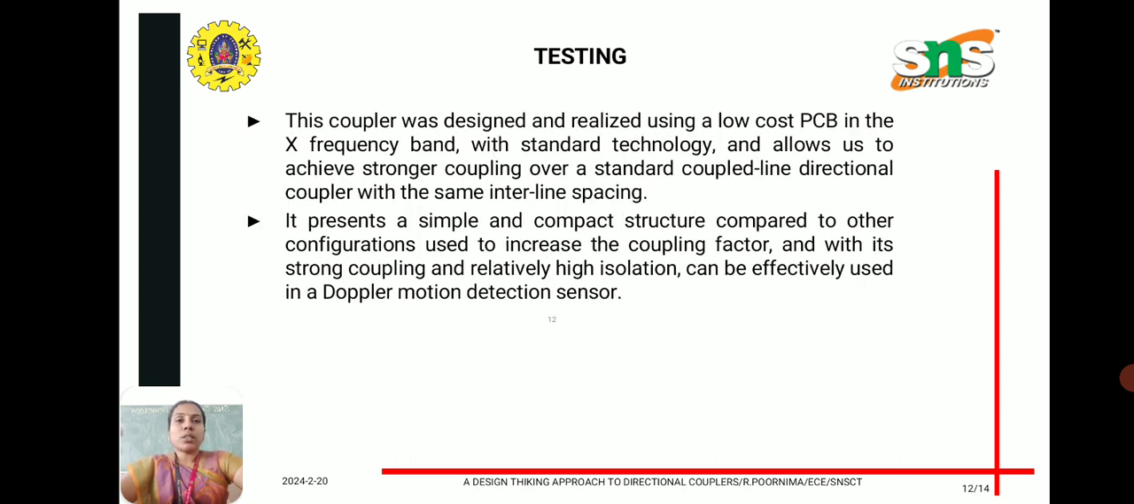And next, this coupler was designed and realized using a low cost PCB in the X frequency band with standard technology. It is used to achieve a stronger coupling over the standard coupled line directional couplers with the same interline spacing. Based on these parameters, we are getting a simple and compact structure compared to other configurations. With the strong coupling and relatively high resolution, it will be used to detect signals effectively using a Doppler motion detection sensor.